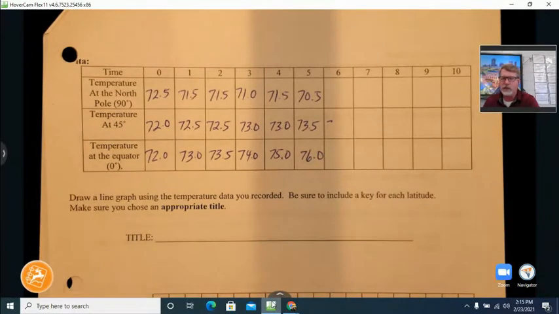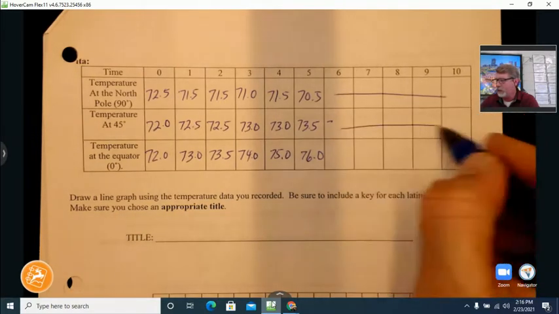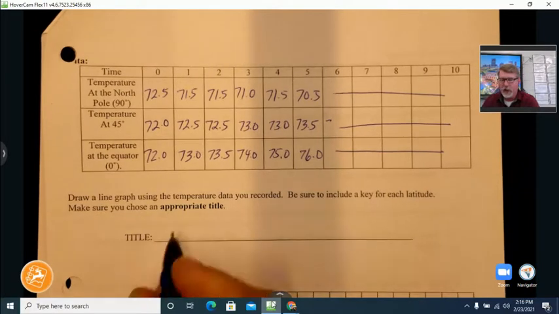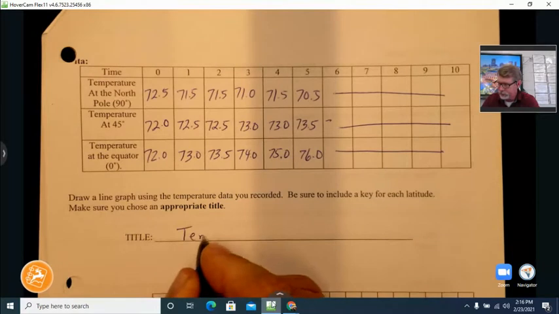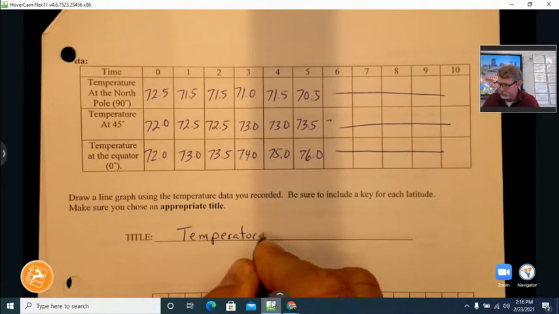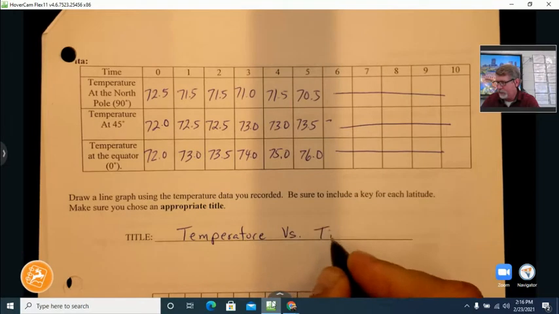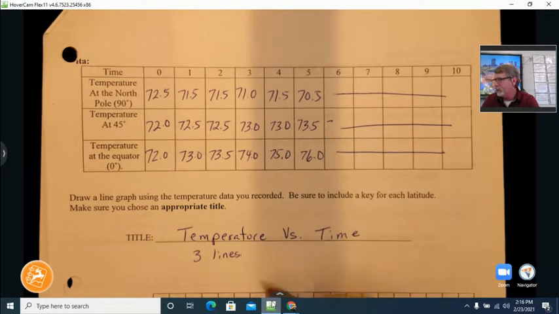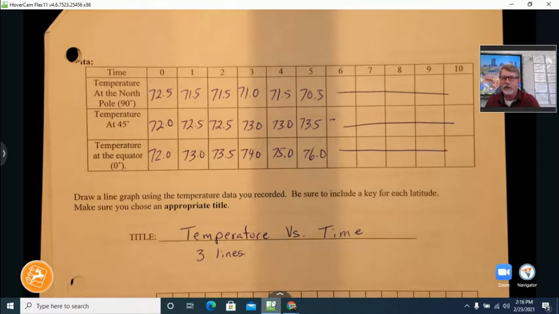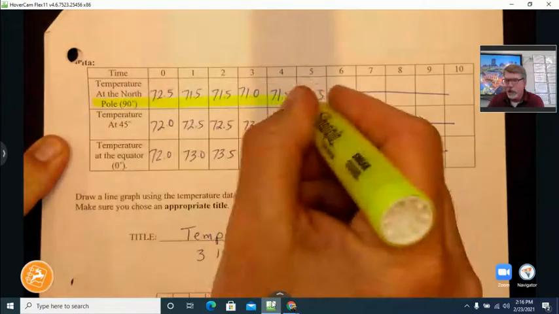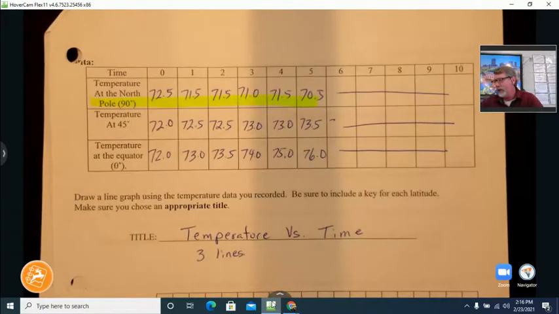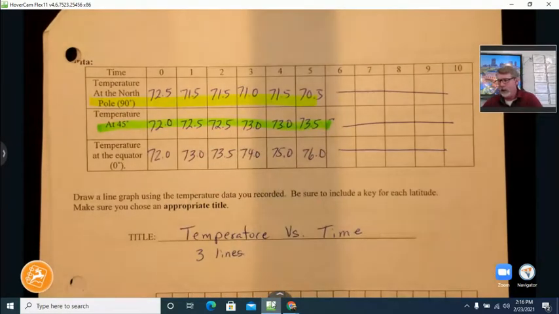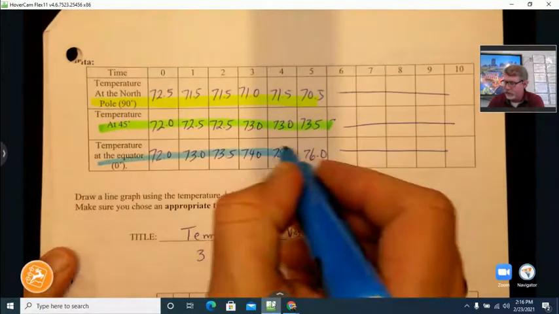And so just pause the video and collect this data for the first 5 minutes, and then you're going to make a graph of this data. So the title of this graph is going to be temperature versus time. You'll end up with 3 lines, okay? So you'll have one line for our 90-degree data, okay? You'll have a second line for our 45-degree temperature data, and then you'll have a third line for your 0-degree data.